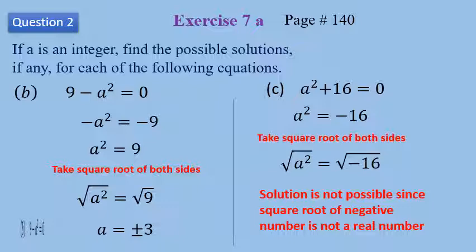plus 3. C part, a square plus 16 is equal to 0. Take 16 on the other side of the equation. Then we have a square is equal to minus 16. To remove the square, take the square root of both sides. Then we have the square root of a square is equal to the square root of minus 16. Solution is not possible since the square root of a negative number is not a real number. So in this question, solution is not possible.